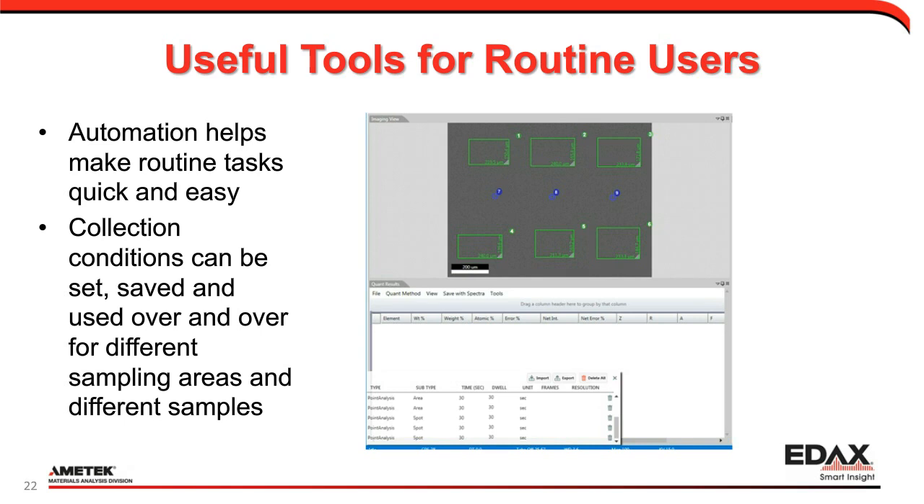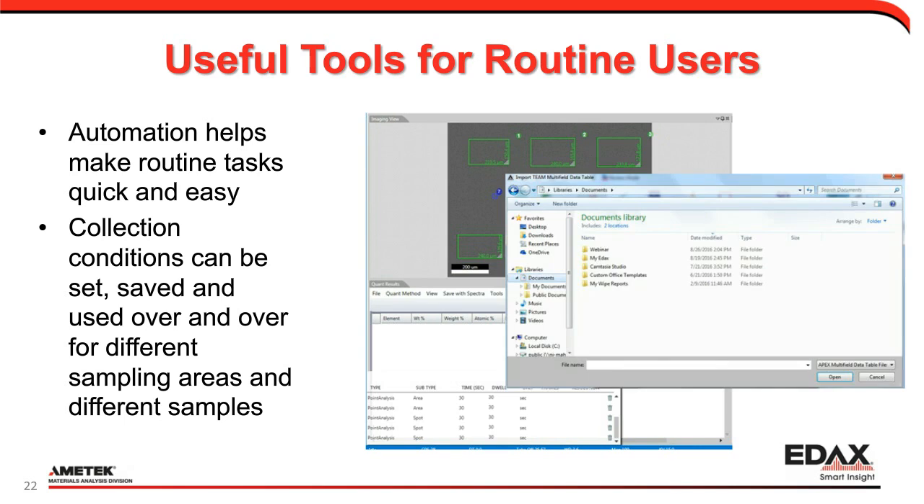And so now this ability to define certain areas and then use a stage table and have each of those different areas outlined with their own collection conditions. We can save that collection table and use it over and over again for different areas on the same sample or even for different samples. So once you define your collection recipe, you can simply save it as the APEX multi-fields data table and use it over and over again. So for those of you doing a lot of the same qualification or verification, your life suddenly got easier with being able to use this stage tool all the time.